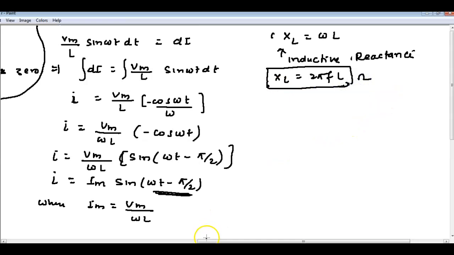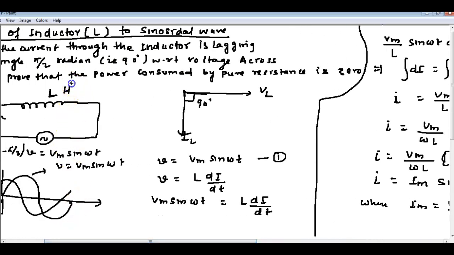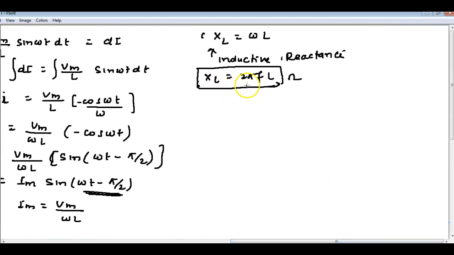Keep in mind that in numericals, if L is given, the unit is Henry, and you have to find XL, because I is equal to V by R. So R should be in terms of ohm, whether it is pure resistance, inductive reactance, or capacitive reactance. So XL is equal to 2 pi f L. Any doubt till here? So these are the equations. We have shown that current is lagging by pi by 2. Now we will find the average power.